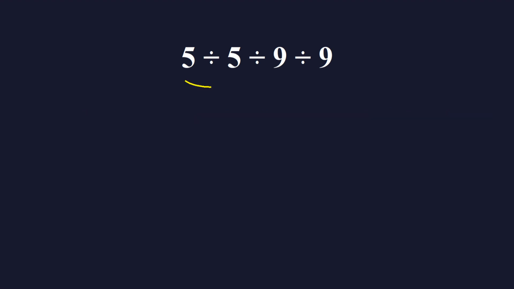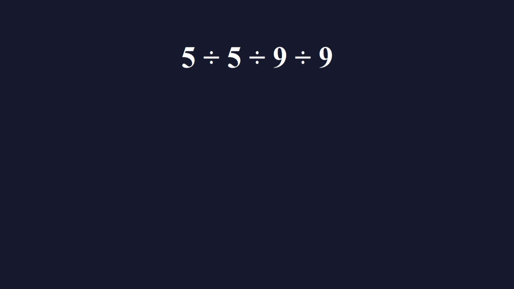5 divided by 5 equals 1 and 9 divided by 9 equals 1. Now we have this problem, 1 divided by 1, which equals 1, but this answer is not correct because according to the order of operations we must do this division, then this division, and at last this division.